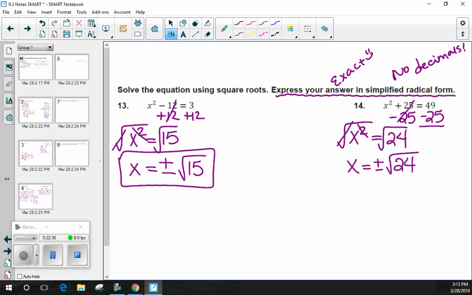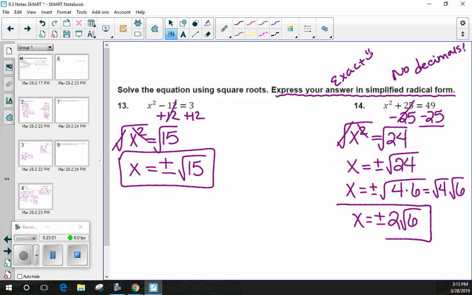4, right? So we're going to need to make sure that 4 is out of there before we box our answer. So we can say, you know what? I know that 24 is 4 times 6. And I know I can take the square root of the 4 and then leave this guy behind inside the radical. What is the square root of 4? 2, right? So we end up really with positive or negative 2 square root of 6. And that would be how we would write those solutions. Okay?